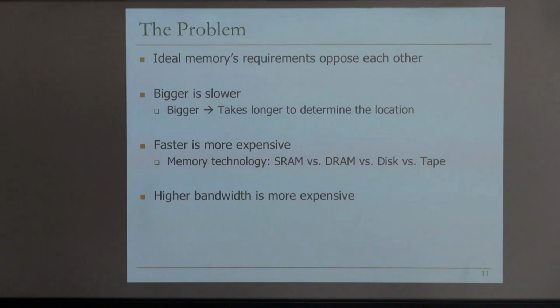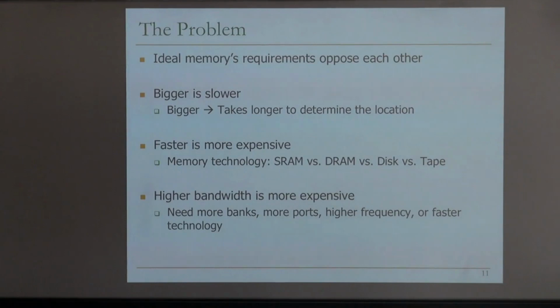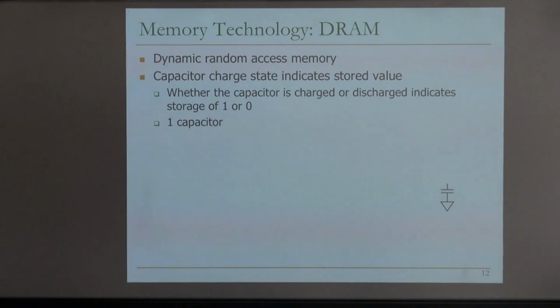Now, higher bandwidth is more expensive because to get higher bandwidth, you need more banks, more ports, higher frequency, or faster technology, and they're all more expensive. And latency, actually lower latency, is more expensive because you need to even design the system to be in a different way. We'll talk about the latency capacity trade-off a lot when we talk about DRAM. Let's talk about memory technology.